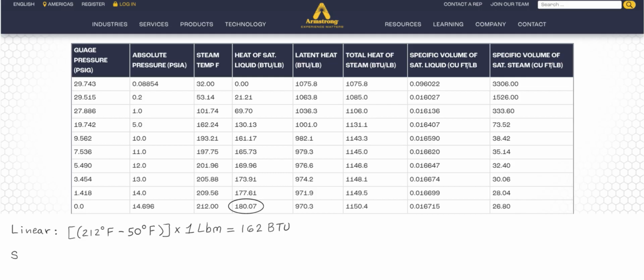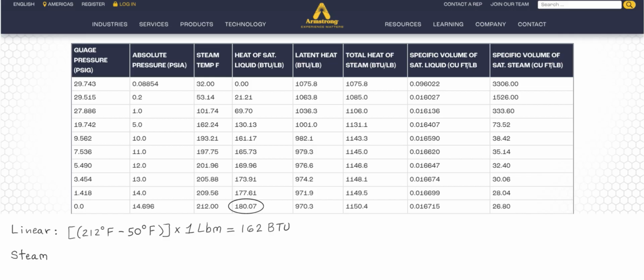So 1 BTU is the amount of heat required to raise 1 pound of water by 1 degree Fahrenheit. So the metric equivalent is 252 calories to 1 BTU, because a calorie is the amount of heat to raise 1 gram of water by 1 degree Celsius. But if we use the US system of measure, we use the British thermal unit, which is BTU, and that's the amount of heat required to raise 1 pound of water by 1 degree Fahrenheit.